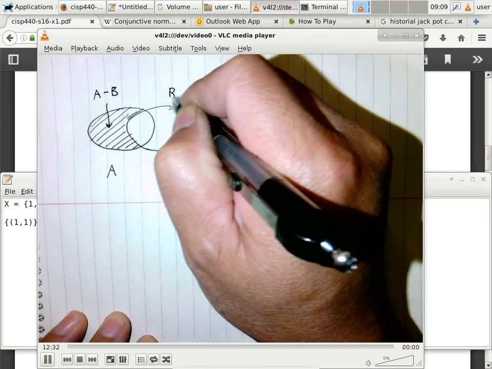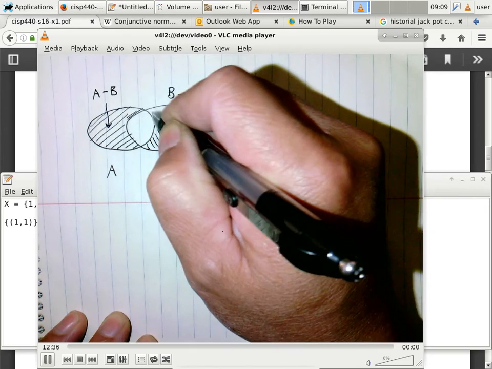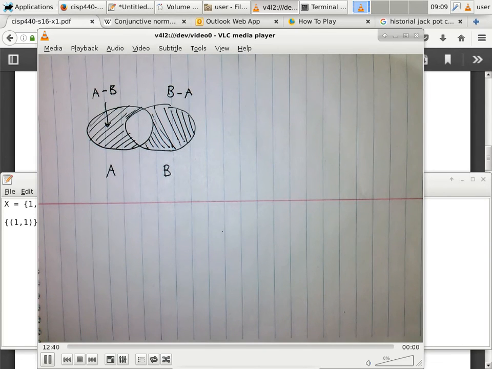And then when we look at B minus A, I'm shading it slightly differently just so that we can see which part is B minus A. So that's B minus A. And you can see that these two do not share anything. They do not intersect. And that's why the intersection, which is the inverted U symbol, is empty. It's an empty set. So are there any questions about this one?